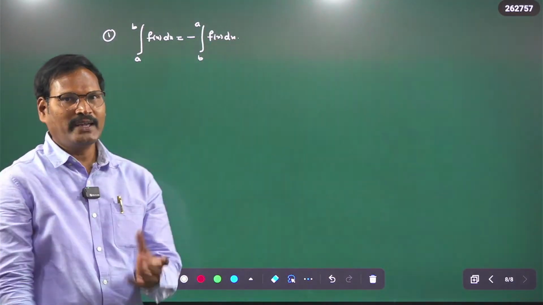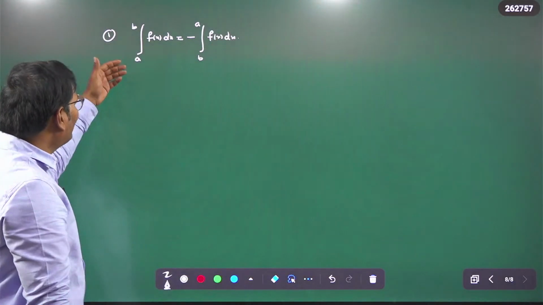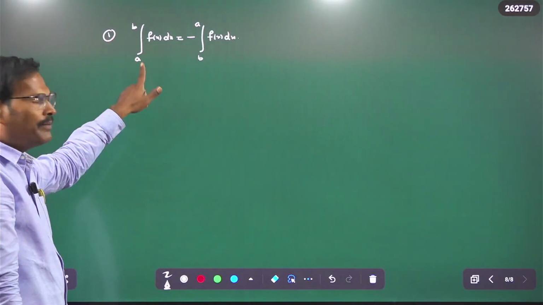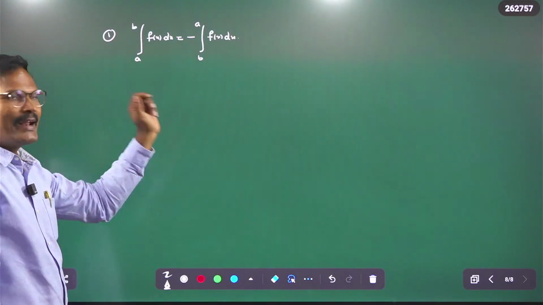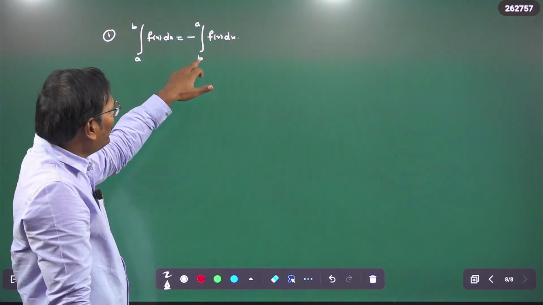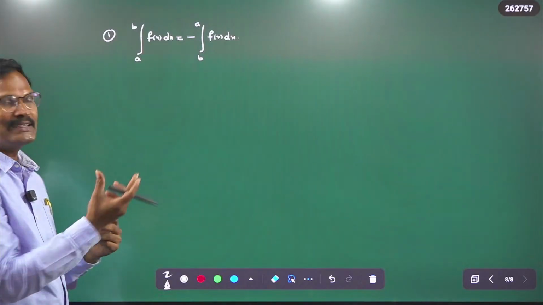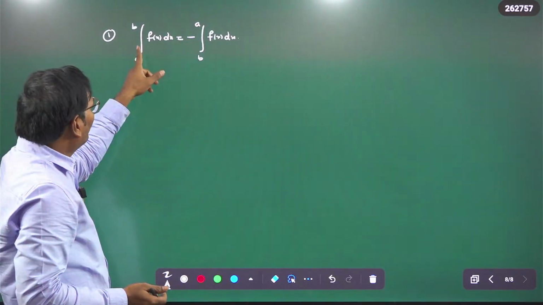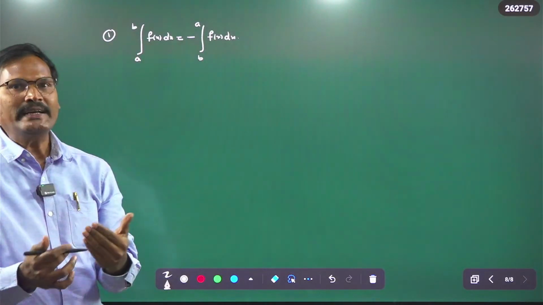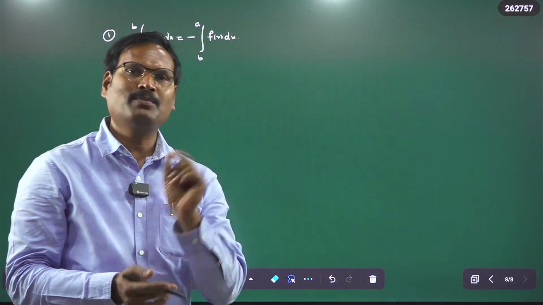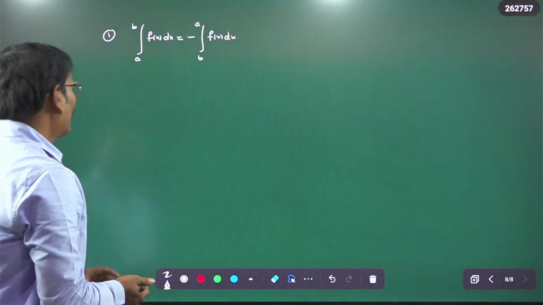So what did you observe here? On the left hand side the limits are a to b, so the lower limit is a, the upper limit is b. On the right hand side the lower limit is b and the upper limit is a. What happened here? The limits are interchanged. So whenever you want to interchange the limits, just keep the negative sign.